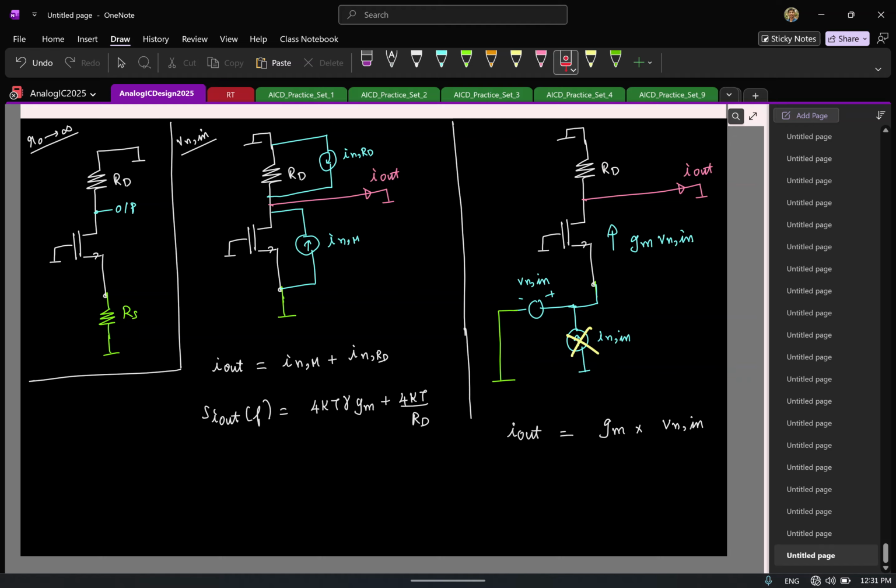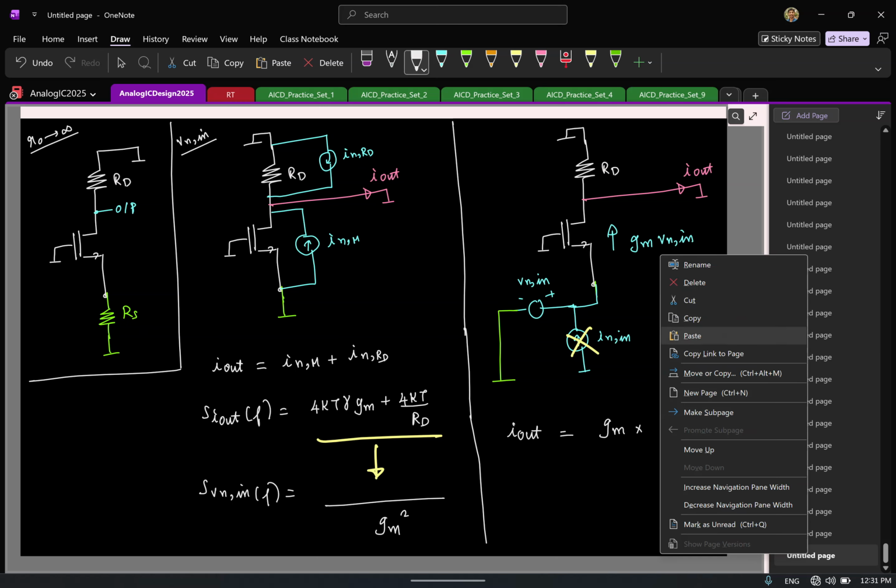Which means if I were to find the input referred noise, this term is divided by GM square. I'll not write the full thing, you can just do the algebra. This is the same thing as what we had before. So this is basically half the job, because we just computed the voltage. What do we have to find next?